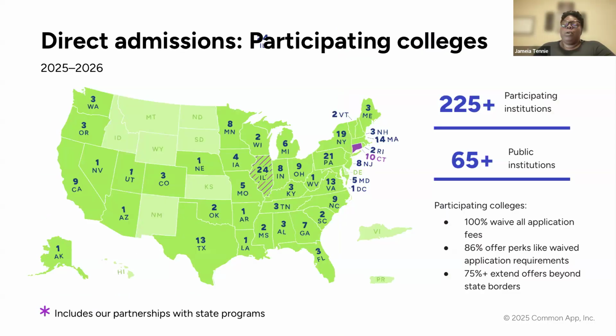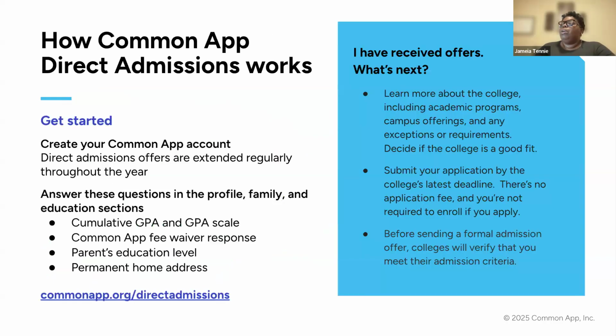This year, we have over 225 of our members participating in our direct admissions program. Over 65 of them are public institutions, and 100% of them waive the application fee. Others offer other perks like waived essays or recommendation letters, and they also have offers that extend beyond their states for those public institutions.